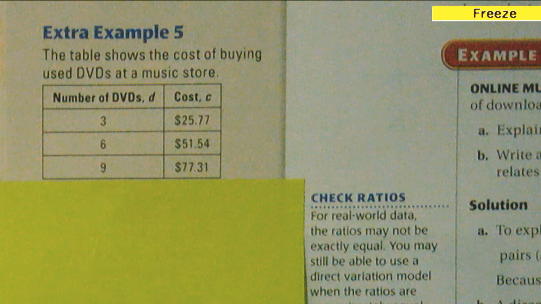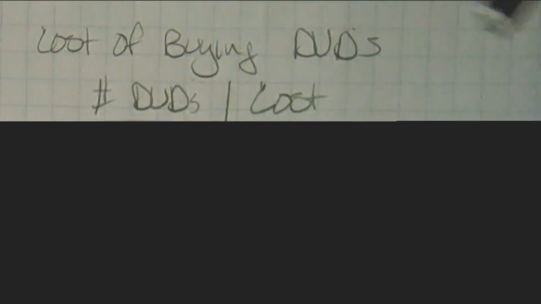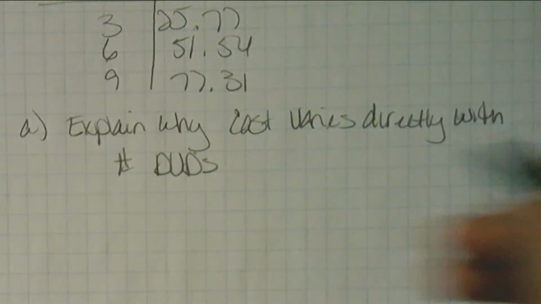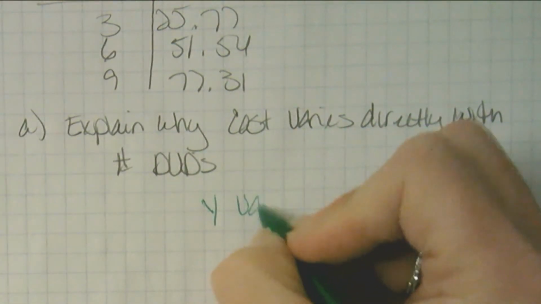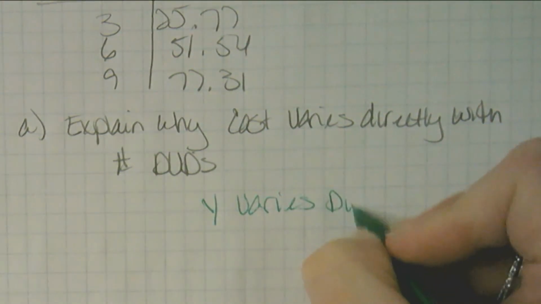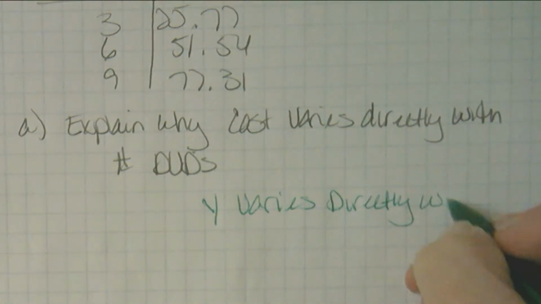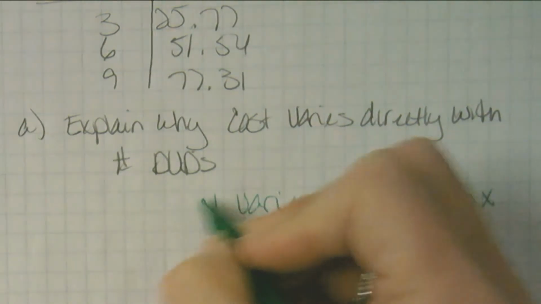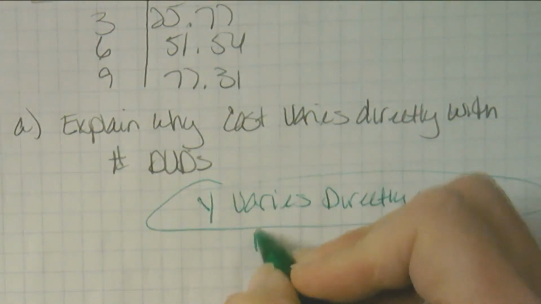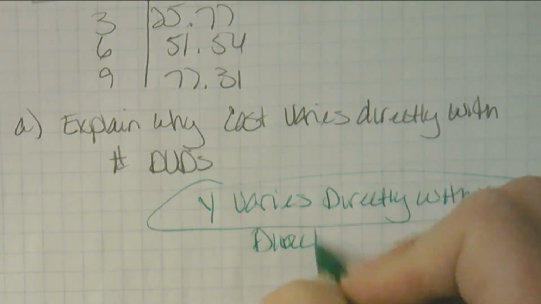Okay, so let me write this table down real quick. I have 3, and then 25.77. I have 6, and then 9, 51.54, and 77.31. Okay, there's a phrase here that I want you to recognize: Y varies directly with X. That phrase indicates that we have a direct variation.